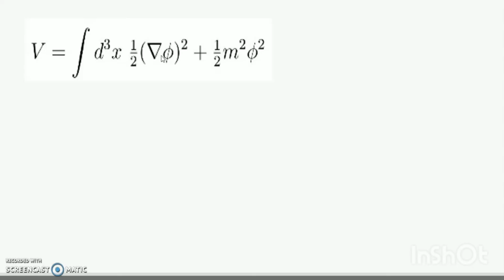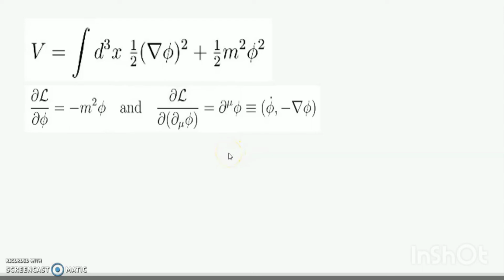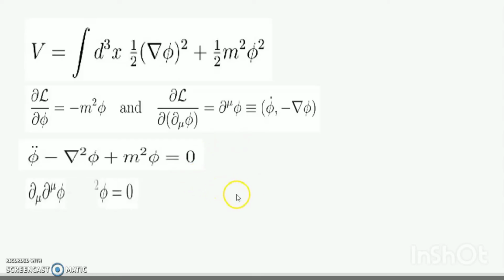To determine the equation of motion, we get del L by del phi equals minus m squared phi, and del L divided by del of del mu phi equals del mu phi, that is, phi dot minus del phi. Okay, so the Euler Lagrange equation is phi double dot minus del squared phi plus m squared phi equals 0. This is the Klein Gordon equation. Okay friends, I have already derived it, and it can be written as del mu del mu plus m squared phi. So it is the Klein Gordon equation.